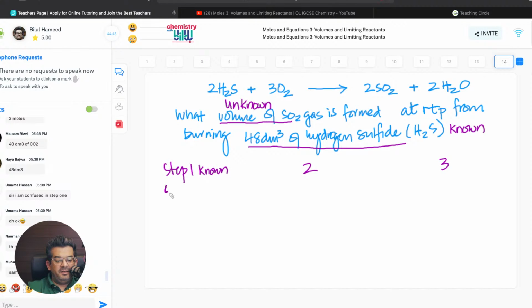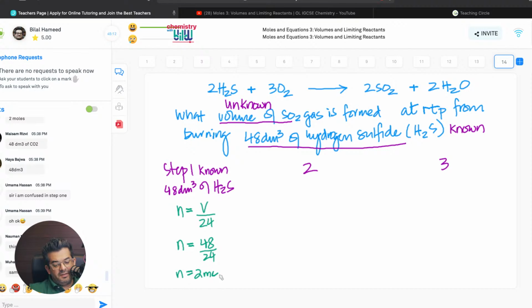Step 1 is for known. Known का क्या दिया हुआ है? 48 dm cube of H2S. जब गैस दी होती है उसके मोल निकालने के लिए एक ही फॉर्मूला है, number of moles is volume over 24 dm cube. Do you follow? So this would be number of moles is 48 over 24. How many moles of gas is this? 2 moles of gas. So basically 48 dm cube is 2 moles of gas.